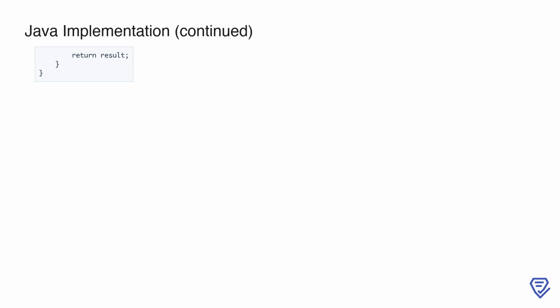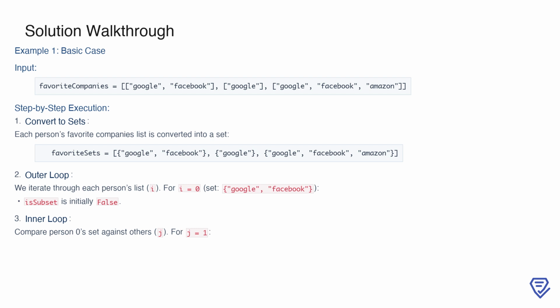Once the inner loop finishes, if isSubset remains false, we add i to the result list because their list is not a subset of anyone else's. Finally, we return the result list, which contains the indices of all such people. To solve the problem, we start with example 1, which has 3 lists of favorite companies. The goal is to determine which person's list is not a subset of any other.